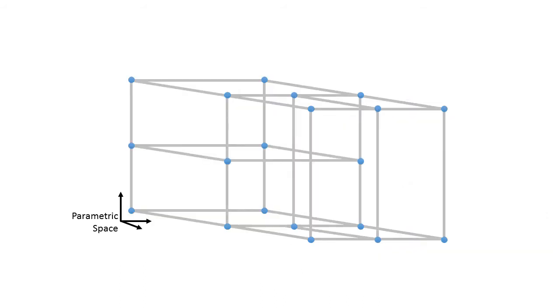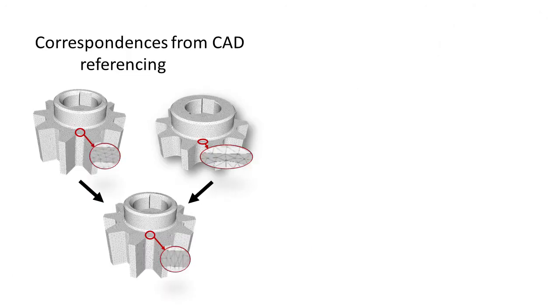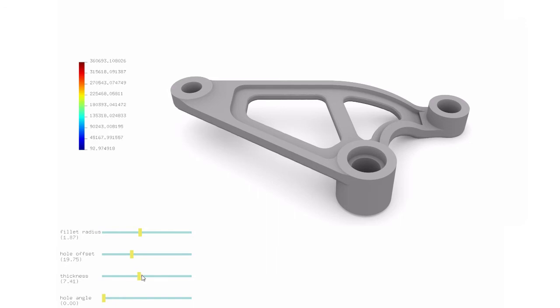We sample the parametric domain in an adaptive grid, and because each sample is a mesh with different combinatorics, we propose novel interpolation schemes that exploit the underlying CAD representations for finding correspondences inside each element and define smooth interpolations in this domain that guarantee local influences for each sample. Our method can be used to explore the space of geometry variations in real time.